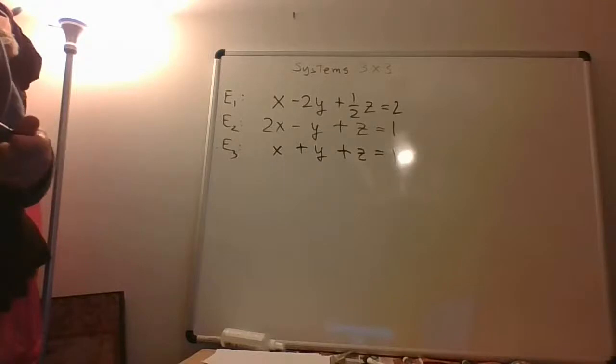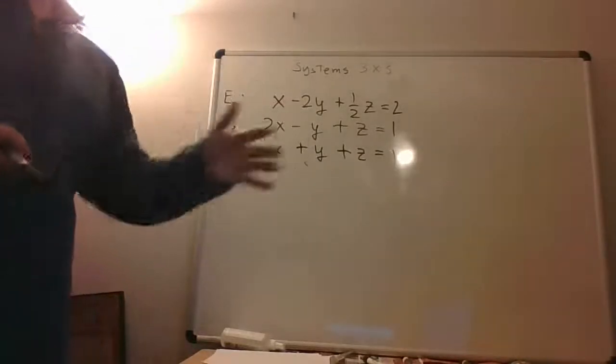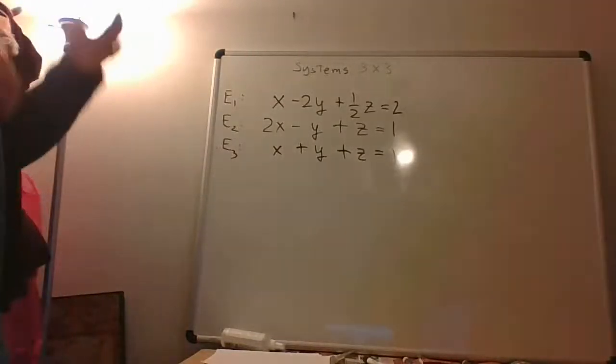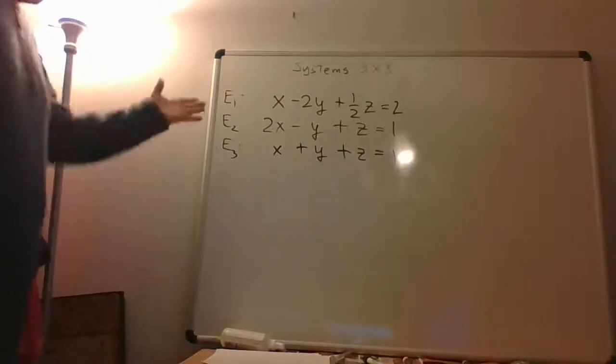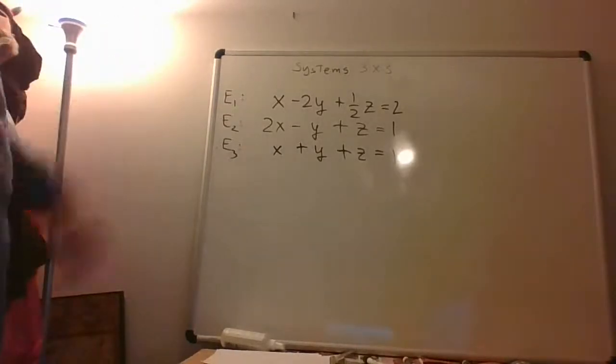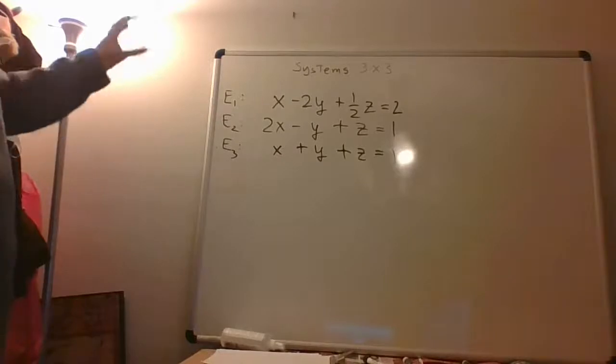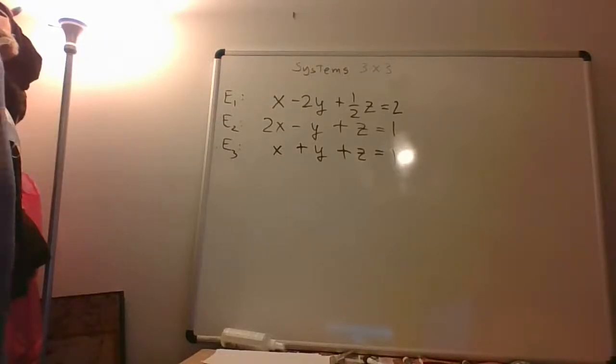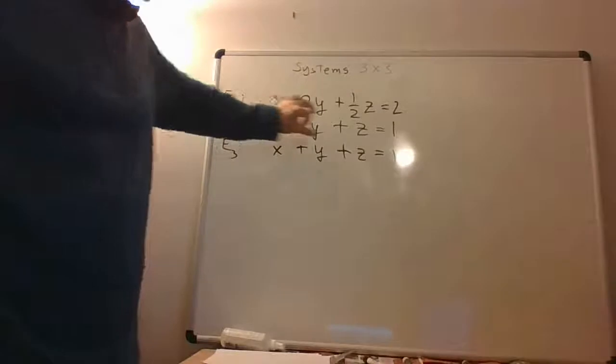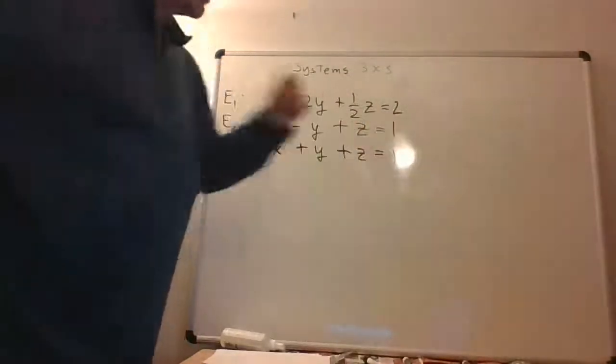Like we label lines, right? Line L1, line L2, or line L, line K, and so on. Right? So I could say plane 1, plane 2, plane 3, but I'm not gonna do that. I'm just gonna call them equations. Okay, so I have the first equation, I have the second equation, I have a third equation.